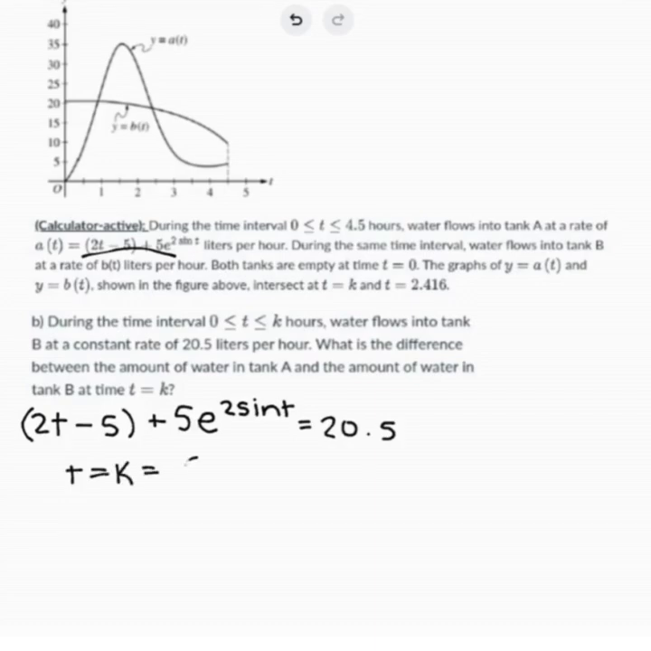Since B has a constant rate of 20.5 at that time, we'll set function A equal to 20.5 and solve for K. Using a calculator, this should give us t, or K, equals 0.892 hours.